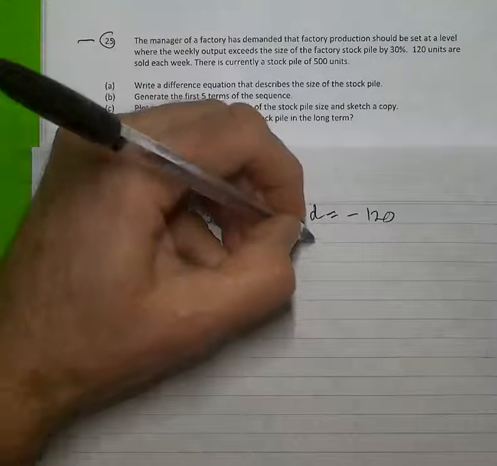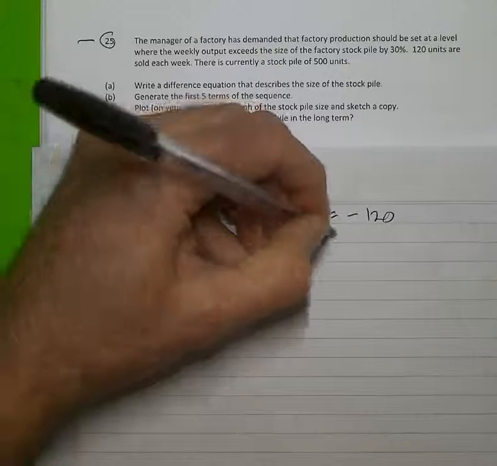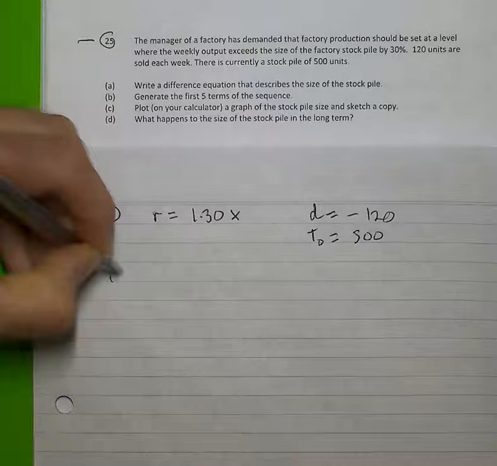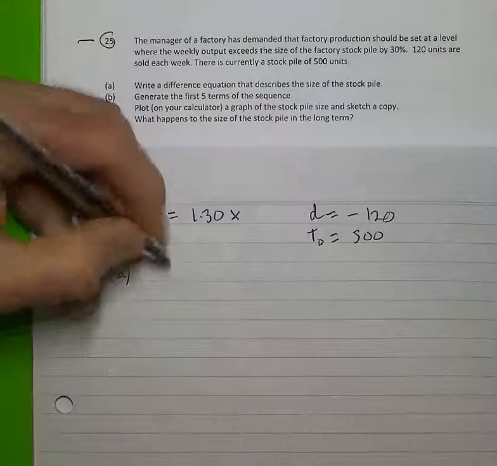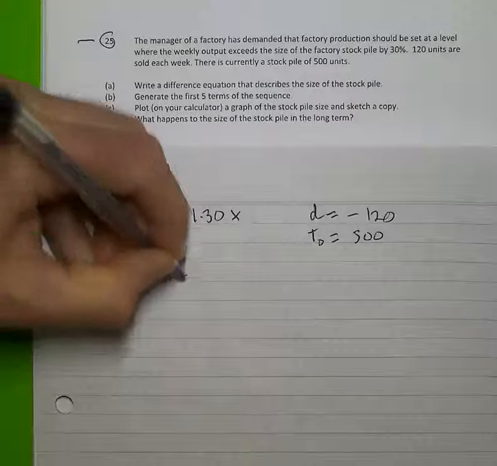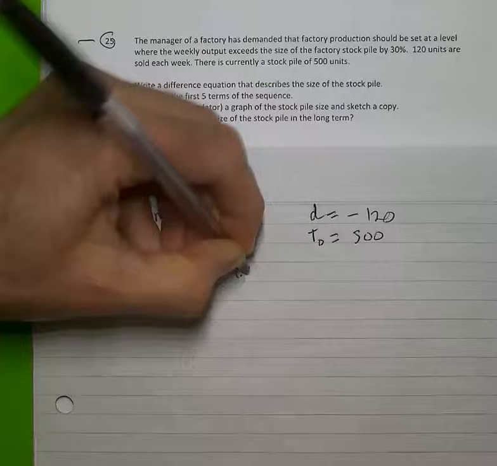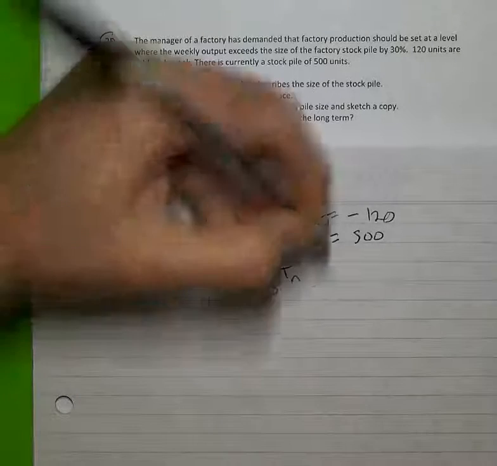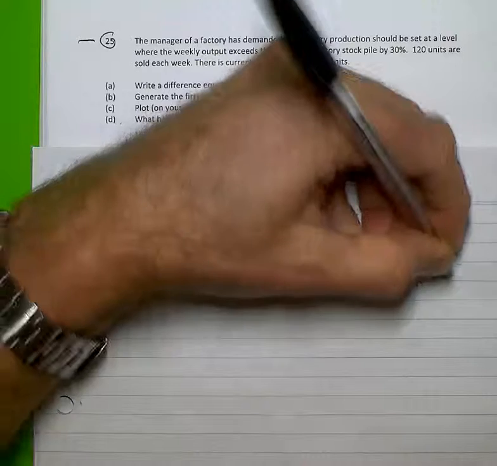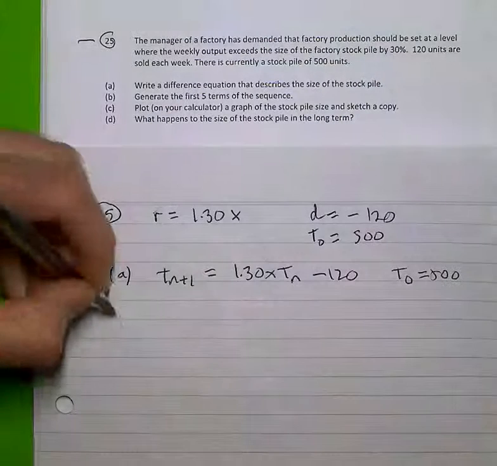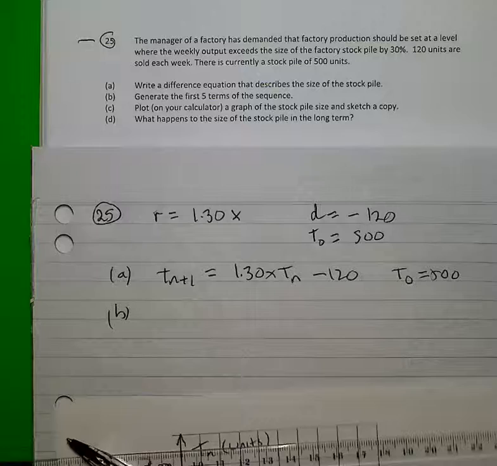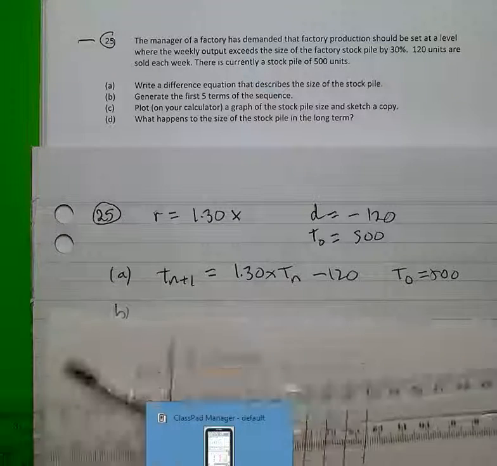Now I'm going to use the initial phrase of T0 is equal to 500. Now let's just generate a difference equation. So T n plus 1 is 1.30 times the previous stockpile, take 120. Initially I had 500. Now when I generate the first 5 terms of the sequence, might pay to do it on the calculator.